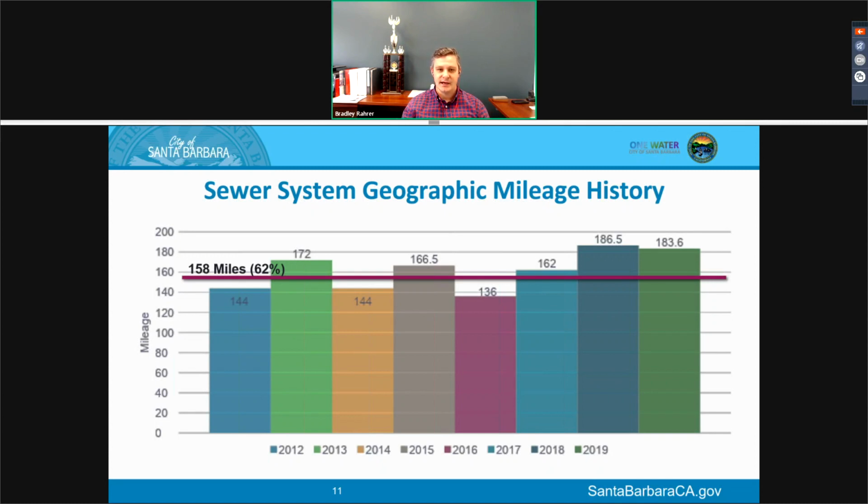This slide on geographic cleaning miles shows the amount of the system that has been cleaned at least once. We have a 257 mile system, and in 2019 we cleaned 183.6 miles of that system, which is approximately 71%. You can see over the last 2 years we've been sticking at that high number, and we believe that again that is also helping reduce our spills. Next slide.